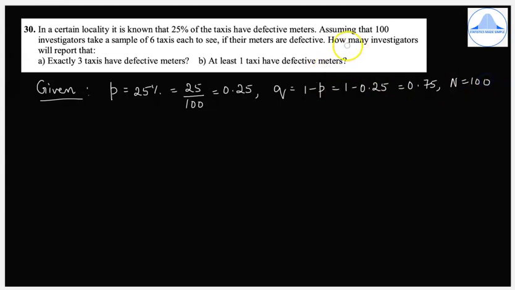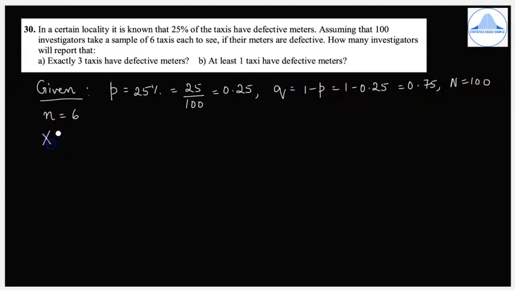So if you observe the question, they have not asked to find the probability, but they have said how many investigators. So whatever probability we find out, we have to multiply with capital N, that is N is equal to 100. So assuming that 100 investigators take a sample of 6 taxis, so that means small n is equal to 6. So we have the parameters n equal to 6 and p equal to 25%, that is 0.25. And we have also found out q and capital N.